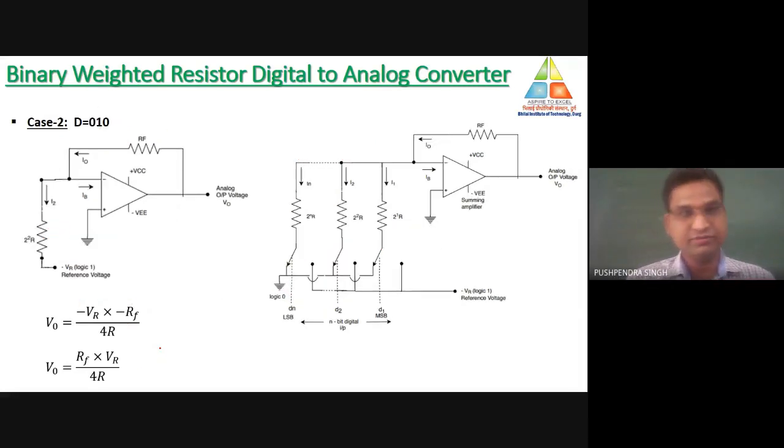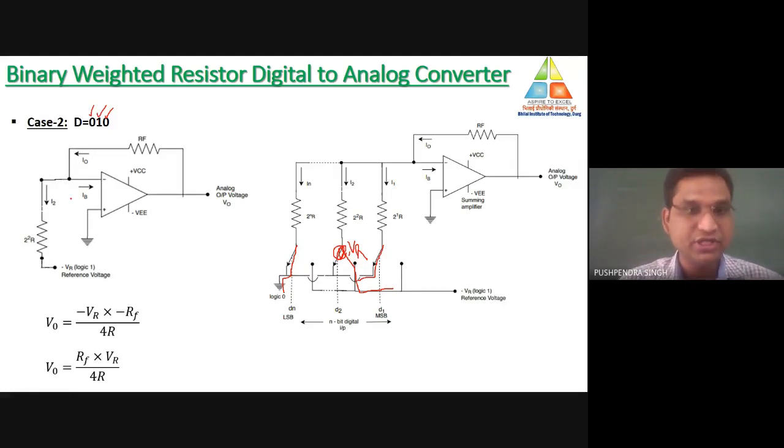Let's consider the second case. Here the MSB bit is equal to 0, the LSB bit is equal to 0, and the intermediate bit is equal to 1. That means the first position bit is connected to ground, the second is connected to the reference voltage source, and the third one is connected to ground. Only this one is connected to the reference voltage source minus VR, and all other resistances are connected to ground.